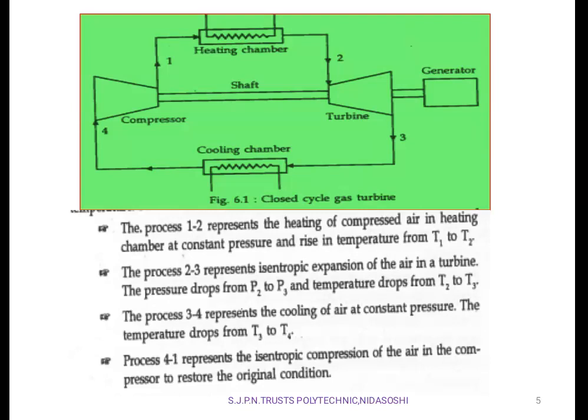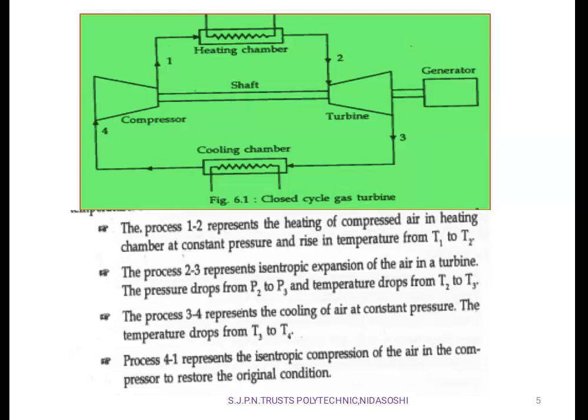1 to 2 process is a heating of compressed air. In the heating chamber, the temperature rises from T1 to T2. 2 to 3 process is the isentropic expansion of air in the turbine. Here pressure will drop from P2 to P3 and temperature drops from T2 to T3.